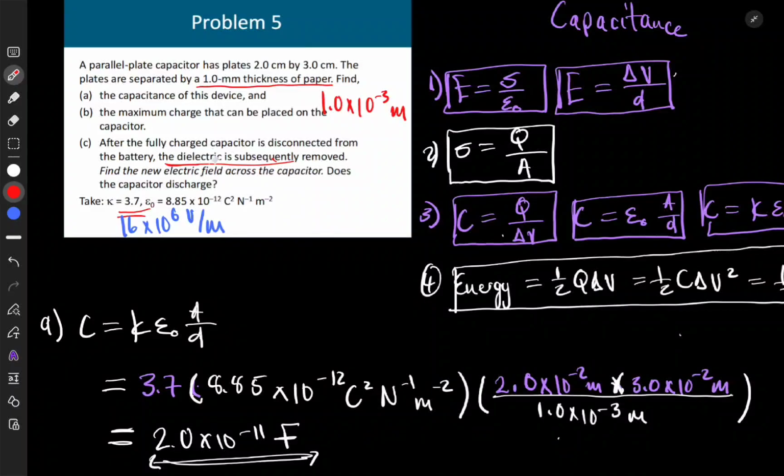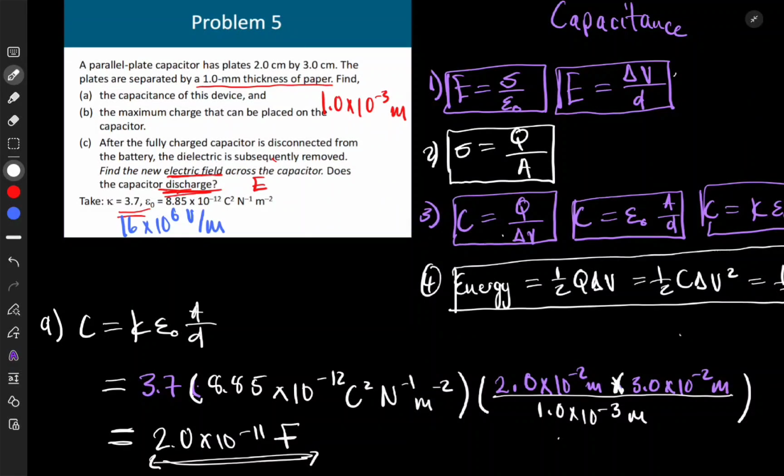Let's see what the question wants. Don't read too much of this. Find the new electric field. What is the electric field? E across the capacitor. Then they say, does the capacitor discharge? Okay, so now the question wants the new electric field. Let's find that first.